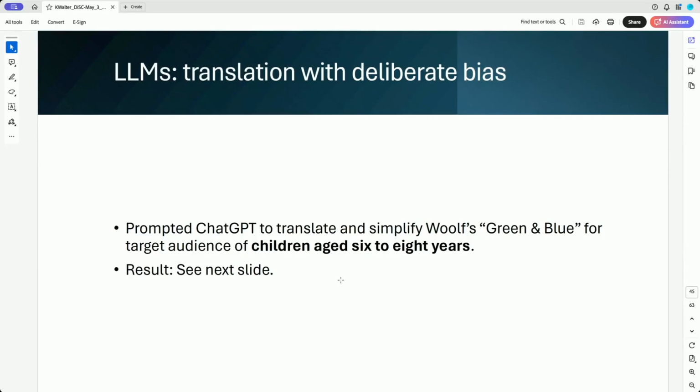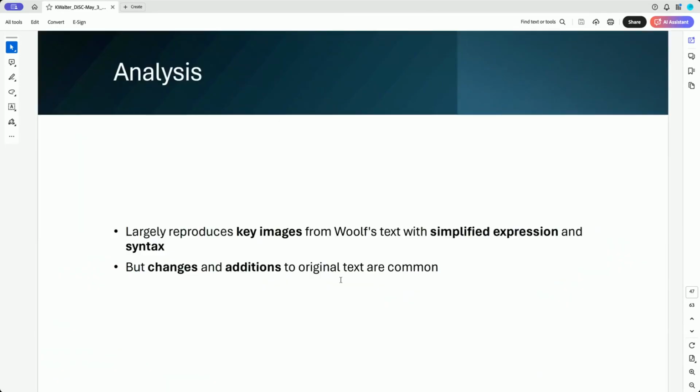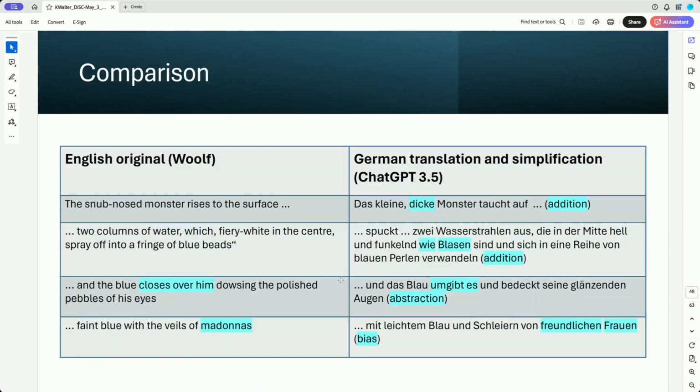I also prompted ChatGPT to translate and simplify the text for a target audience of children aged 6 to 8 years. We're not going to read the result, but it does largely reproduce the key images from Woolf's text with simplified expression and syntax. So quite impressive, I thought. But there are also changes and additions to the original text, which I think we'd have to be careful about. An example, the snub-nosed monster rises to the surface becomes das kleine, dicke Monster. The adjective isn't anywhere in the source text. I suppose it's in keeping with the overall description of the monster. There are also bubbles then in the image about the two columns of water.